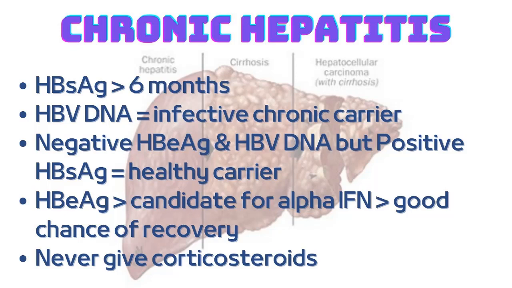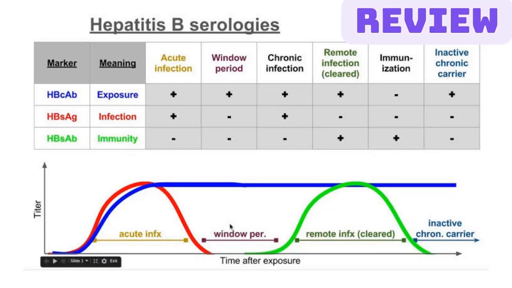Okay, what would we expect then in acute hepatitis B? What would be the markers of acute hepatitis B? Well, we should have surface antigen, E antigen, HBV DNA, and core antibody IgM, right? That's all we should have. All right, good. What if we are in the window period? What should we have? Should have core antibody IgM, very good.